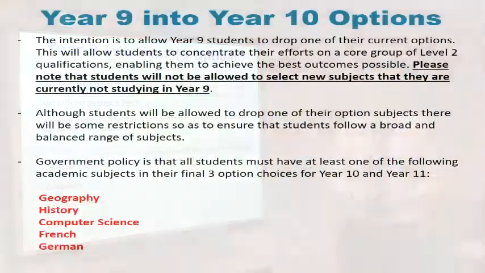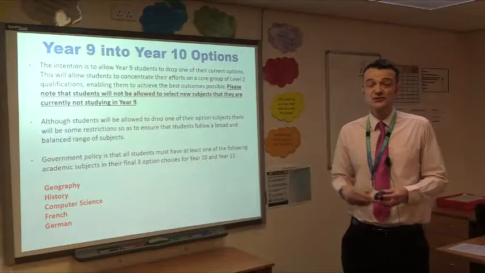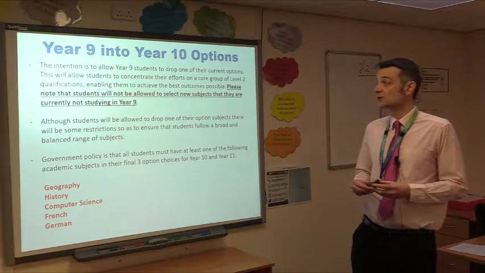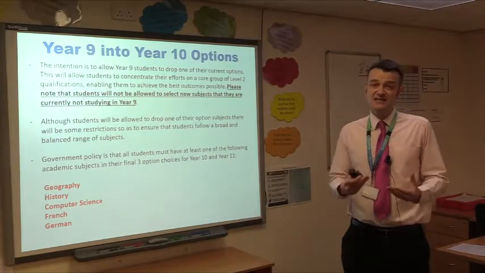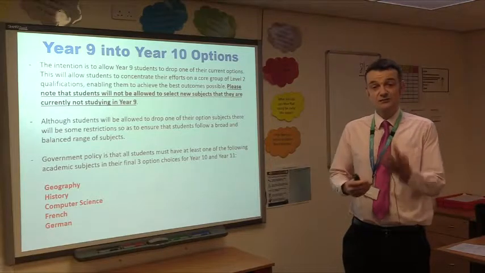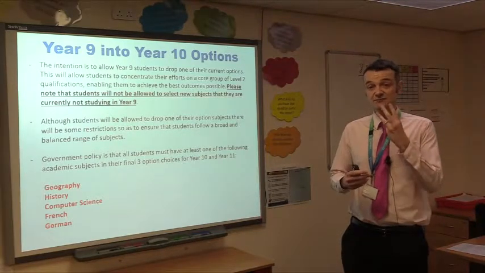So, firstly, the intention is for all of our current Year 9s, they do 4 options at the moment, they're going to drop down to 3. This will allow them to really focus and concentrate on a number of qualifications that we feel, by concentrating and focusing, will allow them to get the best outcomes possible moving forward. It's important to note at this stage that they will not be able to pick any new subject. So they're currently doing 4 option subjects, they'll be dropping it down to 3.